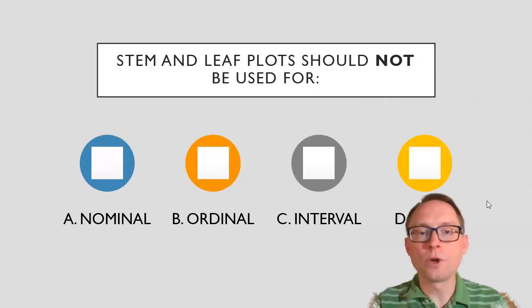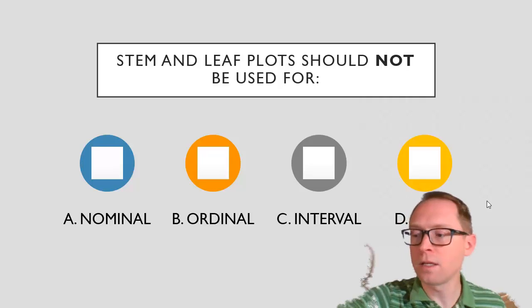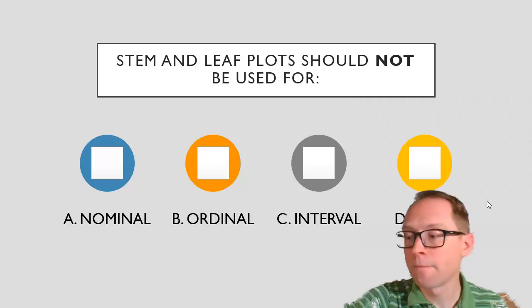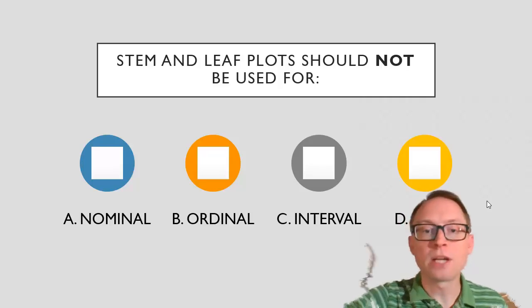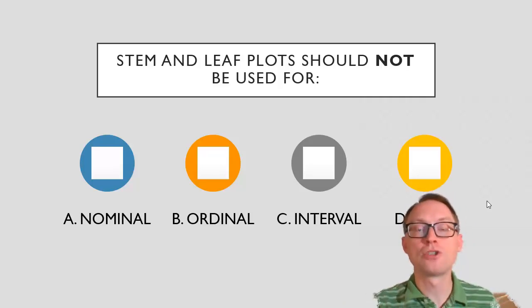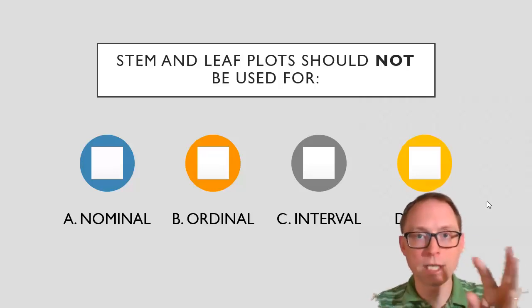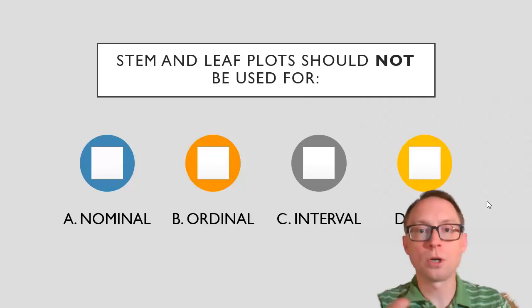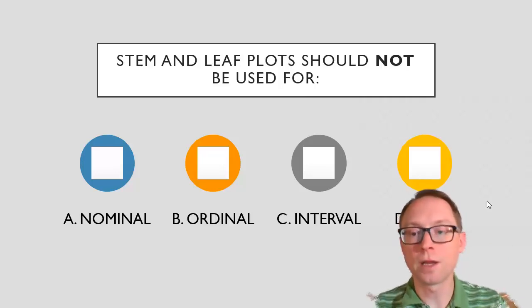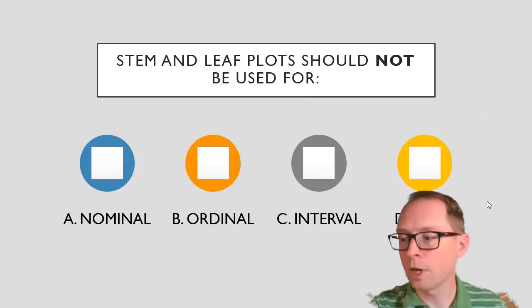All right. Review question. A stem and leaf plot should not be used for which one of these? Stem and leaf plot should not be used for nominal data. It shouldn't be used for any categorical data, okay? So categorical data is nominal. That's the same thing. Ordinal, interval, and ratio, those are all continuous. And so we can use a stem and leaf plot for continuous data, not for categorical. Nominal equals categorical.